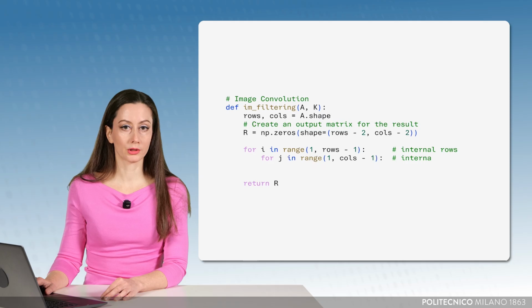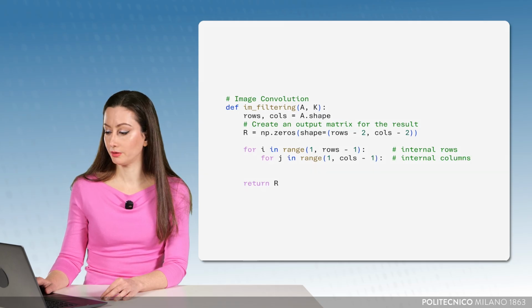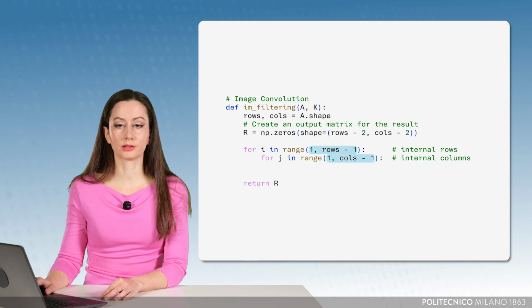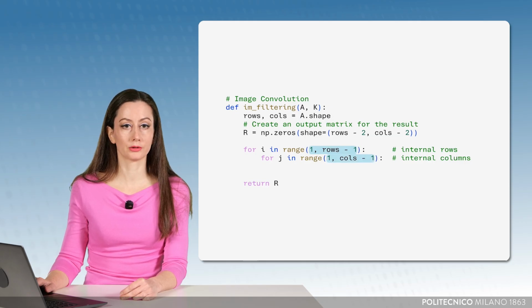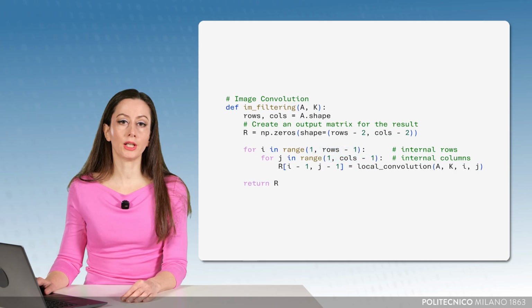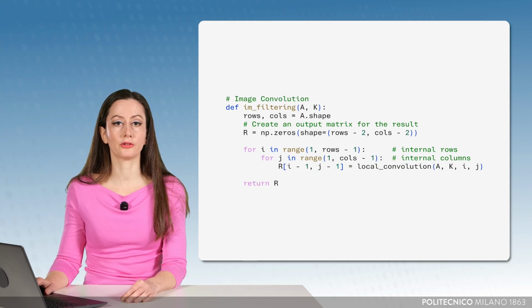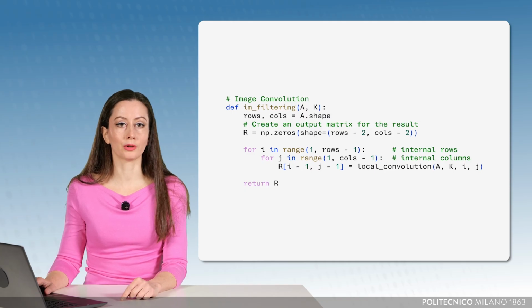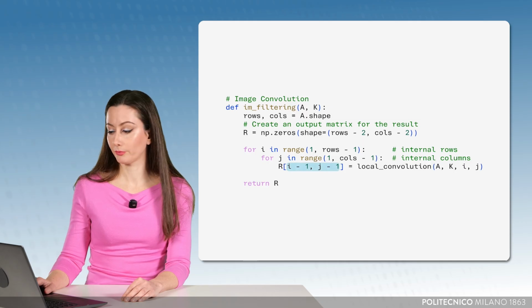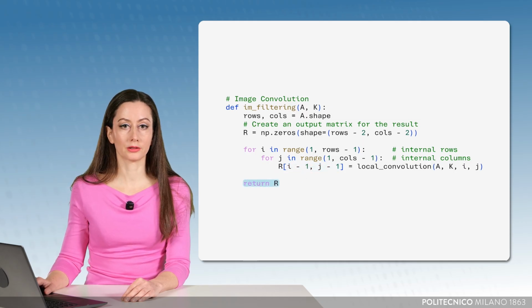Now we perform two loops, one for the rows and one for the columns. And notice that the index i starts from 1 and ends before rows minus 1 to skip the first and the last rows, and similarly for the columns. Now for each i, j, we perform local convolution using the function we wrote before. And we store the result in R, which, remember, is smaller than A. And pay attention here. In particular, we store the result in position i minus 1, j minus 1, so that indices start from 0. Finally, we return the result.